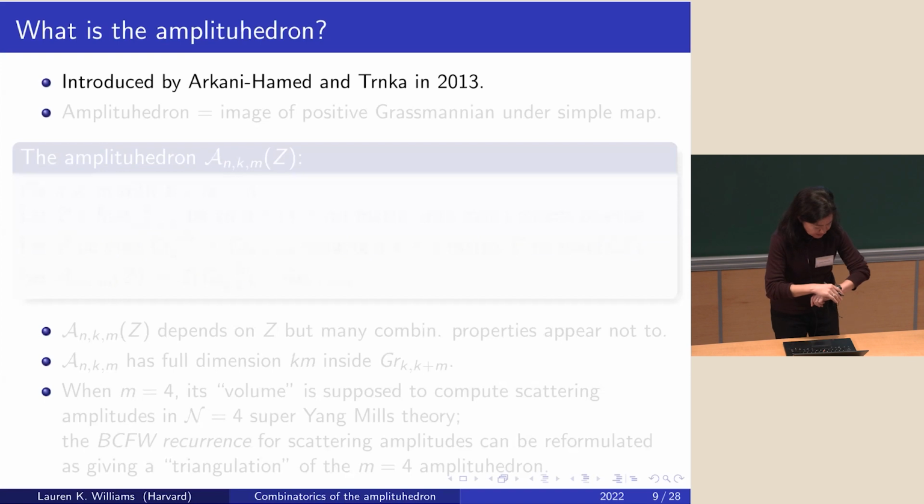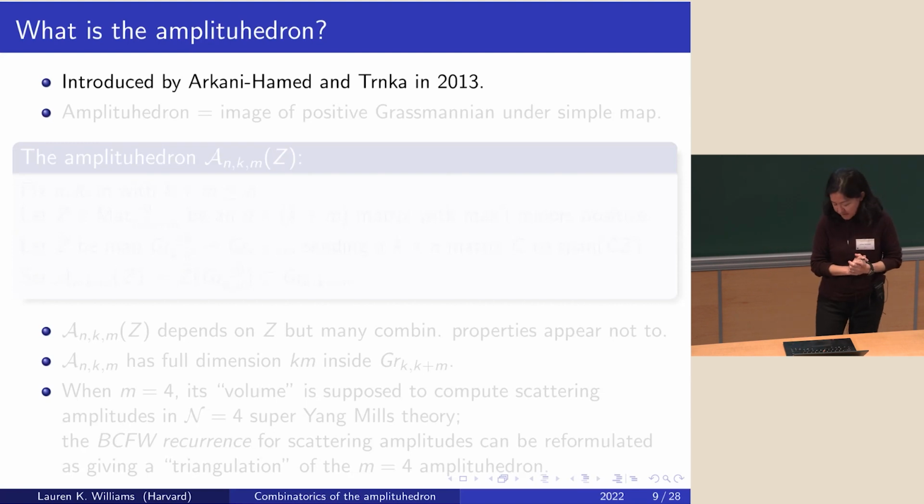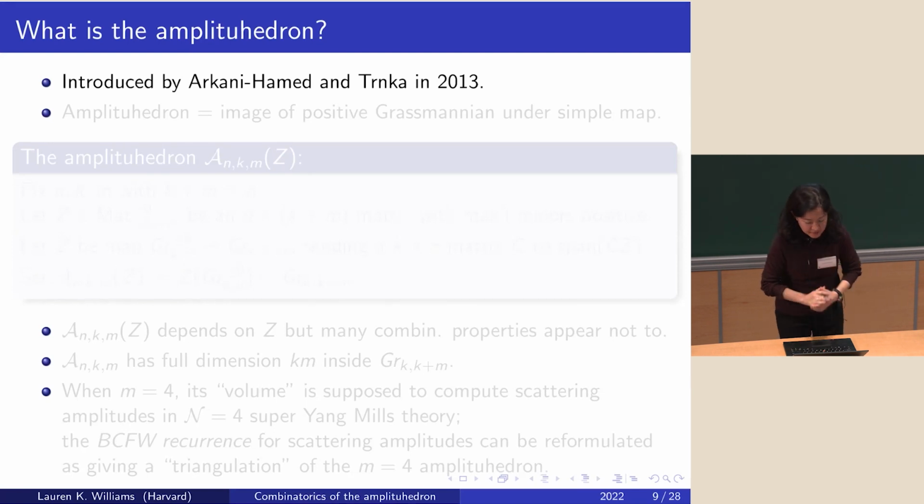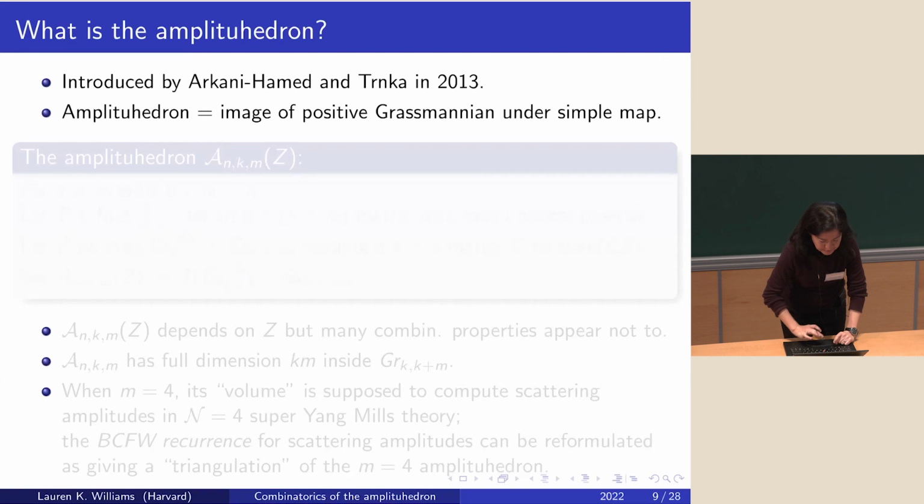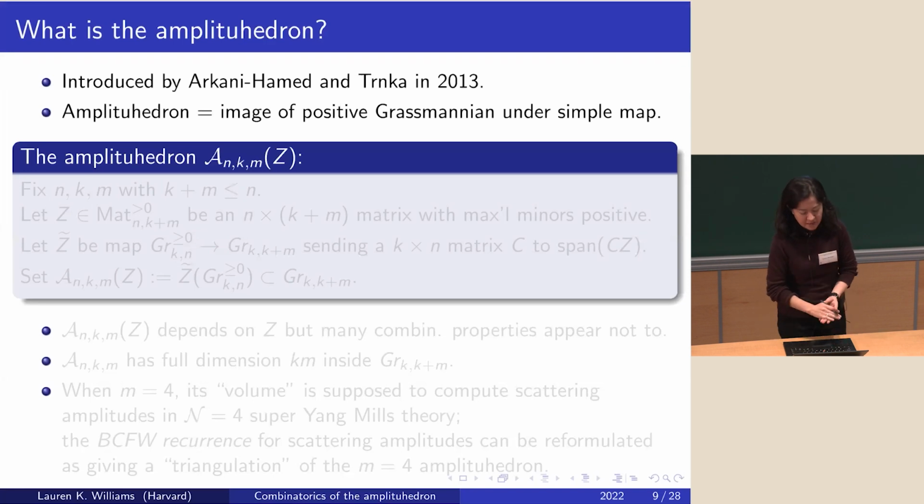Okay. So now I want to explain what is the amplituhedron. So this object was introduced by physicists Nima Arkani-Hamed and Jaroslav Trnka in 2013. And before I actually tell you what it is, I'll just say the amplituhedron is the image of the positive Grassmannian under a simple map. Okay, so now let me tell you what is that map.